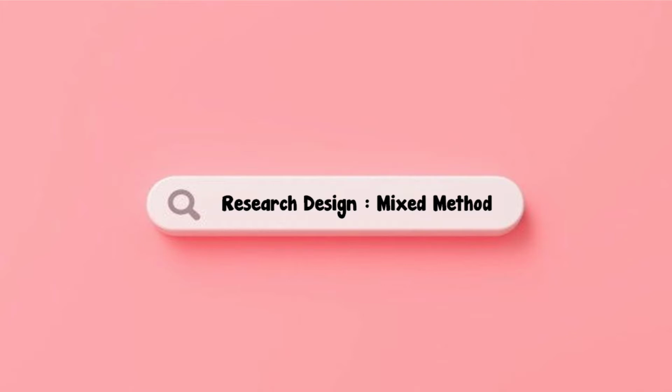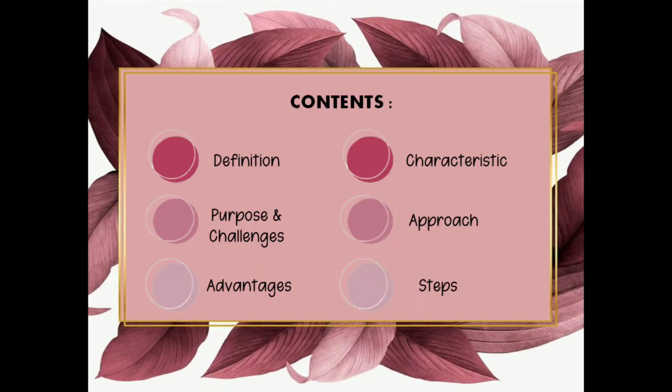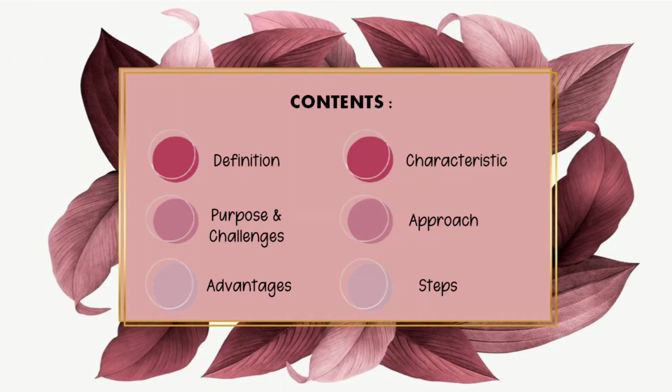Here we will explain about research design mixed method. There are some points that we will explain. Number 1 is definition. Number 2, purpose and challenges. Number 3, advantages. Number 4, characteristic. Number 5, approach. And the last is steps.